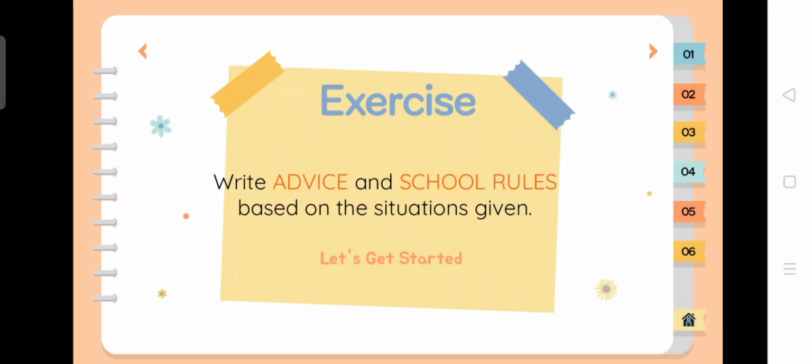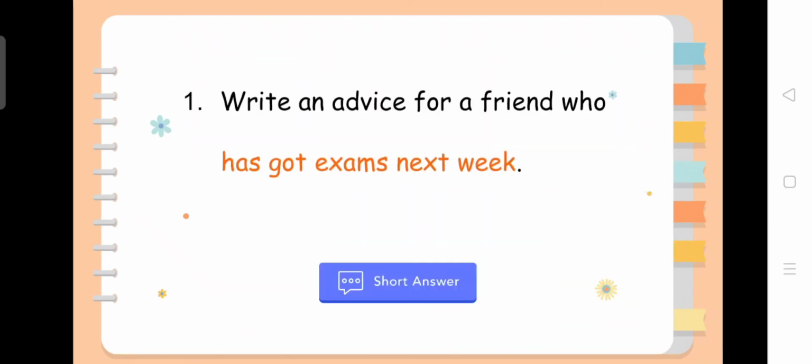Here's the exercise for today. What you have to do is write advice and school rules based on the situation given. This time, I want you to use your English 1 or E1 exercise book. Okay, number 1. Write an advice for a friend who has got exams next week. Just write an advice. One advice. Okay?